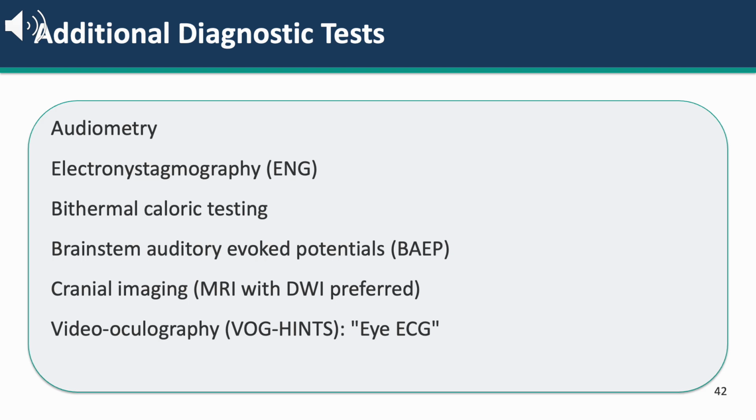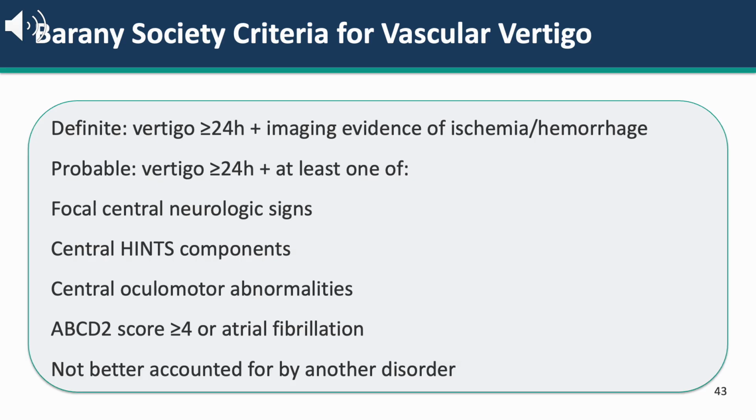Lightweight, high-speed video oculography technology has been applied to measure eye movements in patients with acute vestibular syndrome presenting to emergency rooms. This "eye ECG" approach has been likened to the use of electrocardiography to diagnose myocardial infarction in patients presenting with acute chest pain. The Bárány Society has established consensus criteria for vascular vertigo and dizziness.